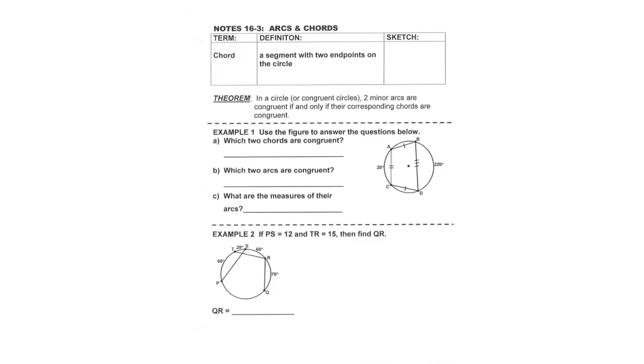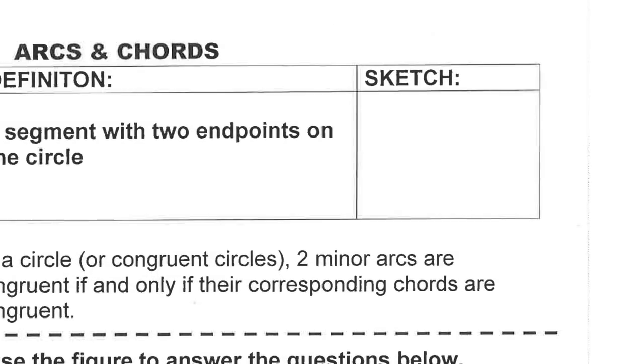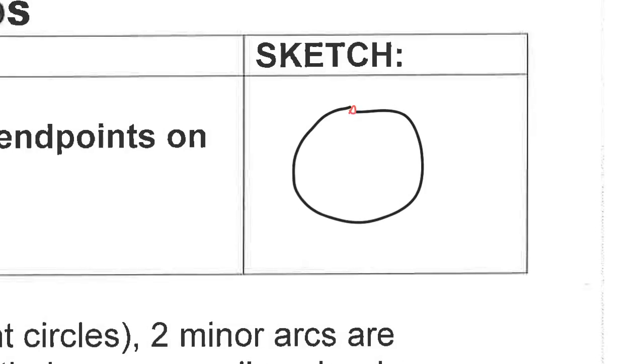All right, guys, so we're going to keep talking about arcs, and we're going to see how they relate to chords. Remember, a chord is a segment with two endpoints on the circle, and definitely a diameter is a chord. So if I draw my circle here, I have like point A and point B. They connect together, that's a chord. Okay, so anything that connects inside the circle is a chord.